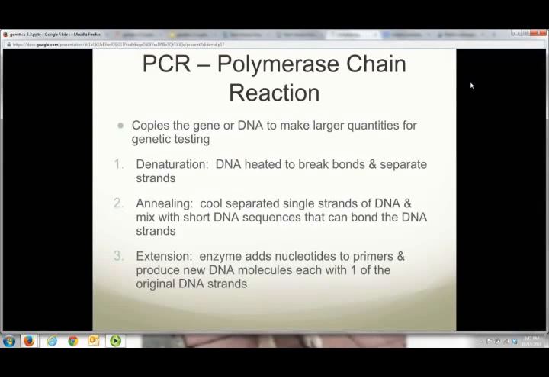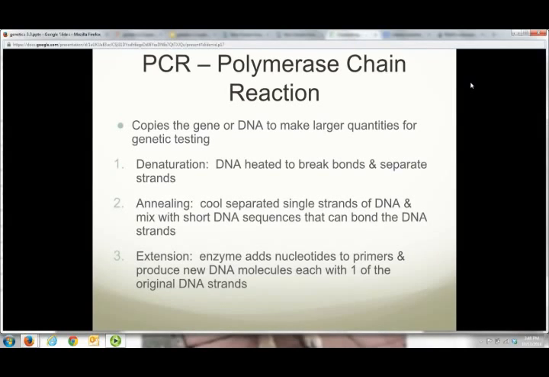Another commonly used technique in biotechnology is PCR, or polymerase chain reaction. Here, copies of the gene or DNA are used to make larger quantities that are available for study or genetic testing. There are three main steps to this process.